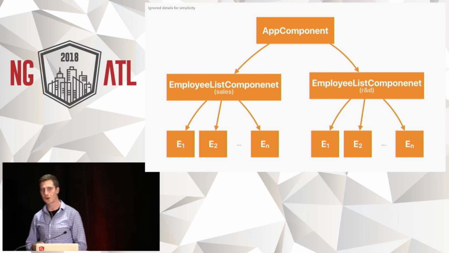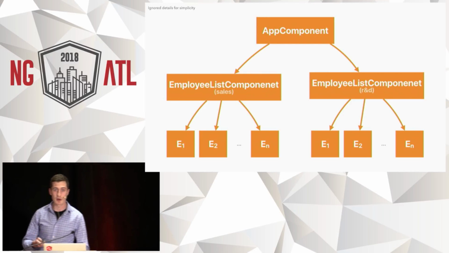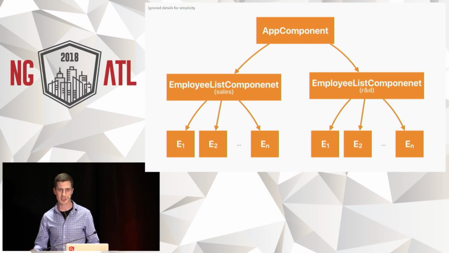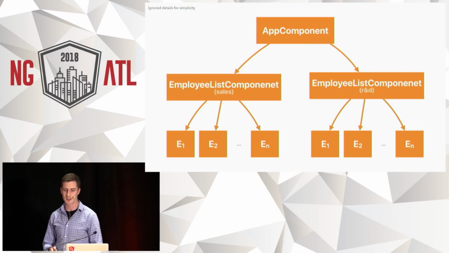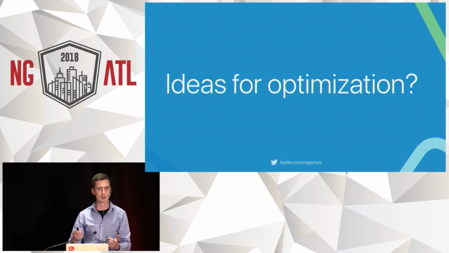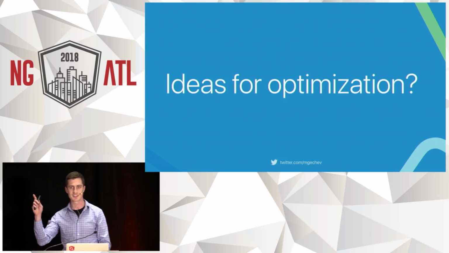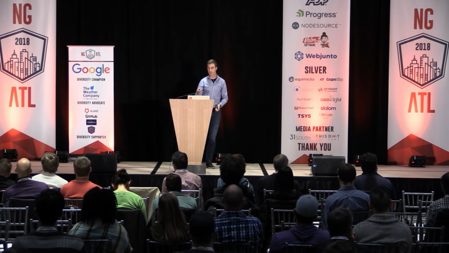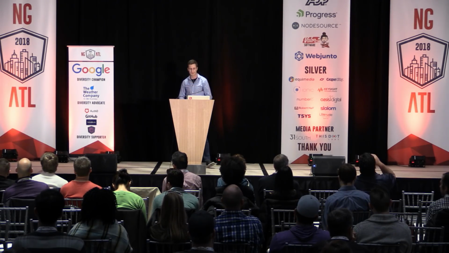So in general, we are recomputing the numeric value for each individual employee, although we haven't changed anything. We haven't gotten a new list of employees, so there is no point recalculating everything. So do you have any ideas for optimization here, where we're going to recompute the numeric value for each employee only when we get a new list? OnPush, yeah.